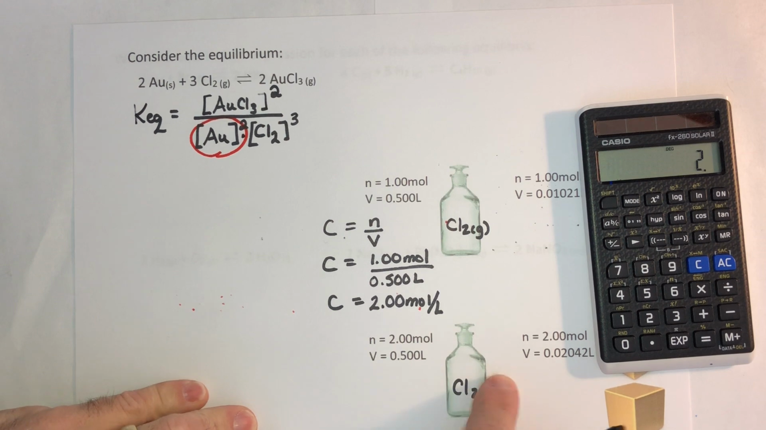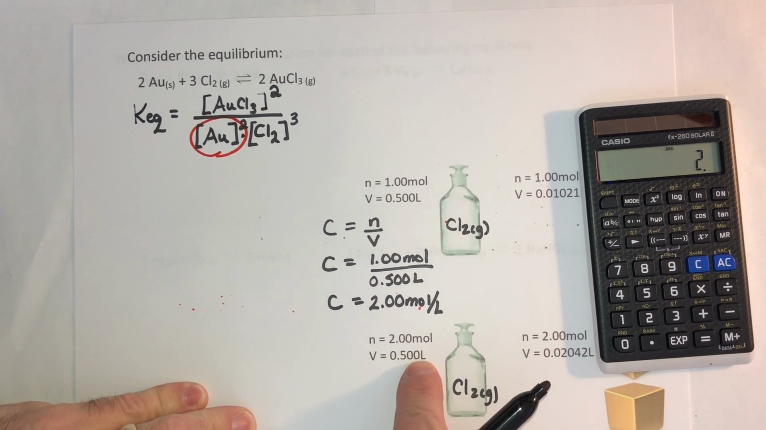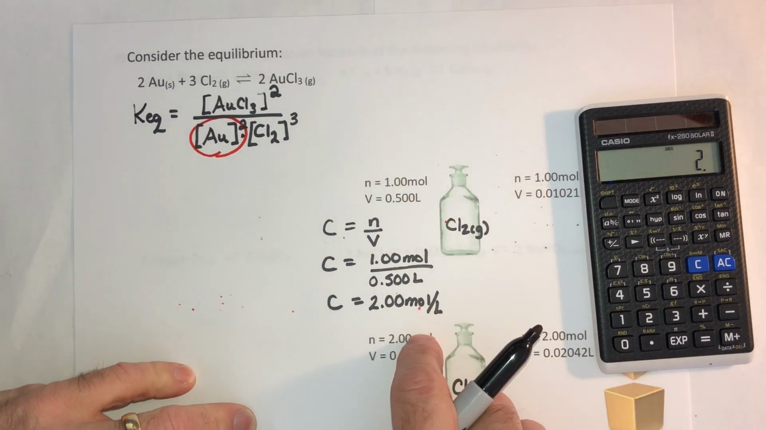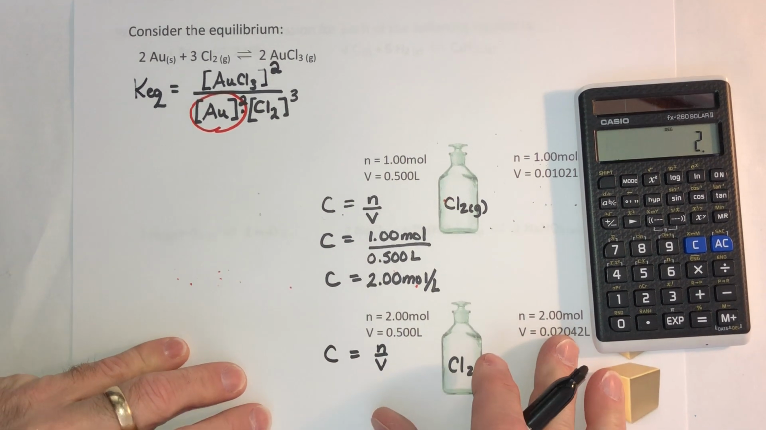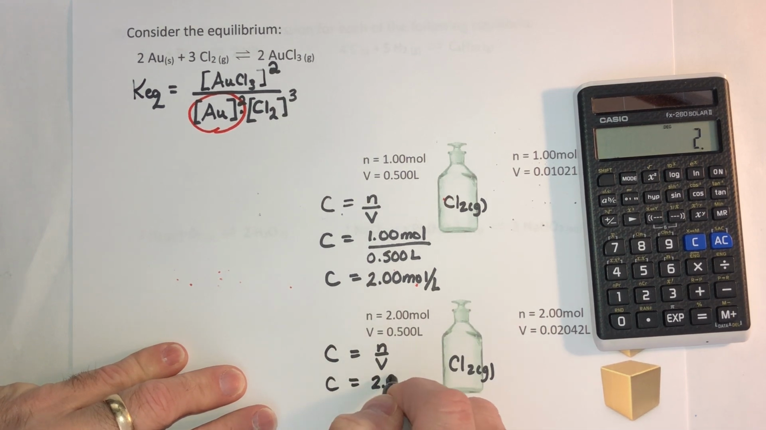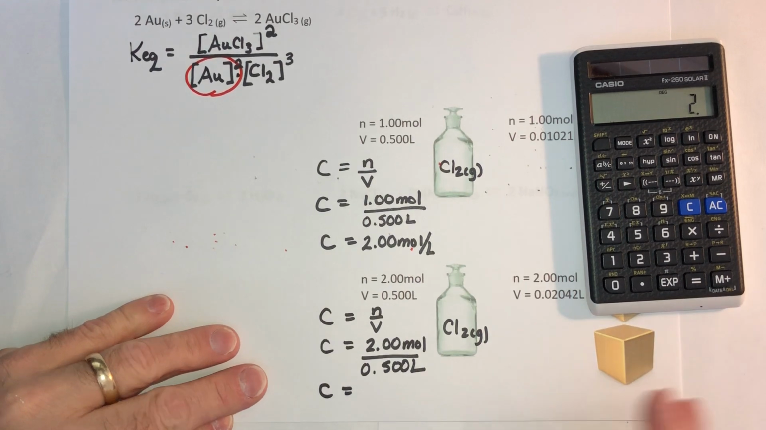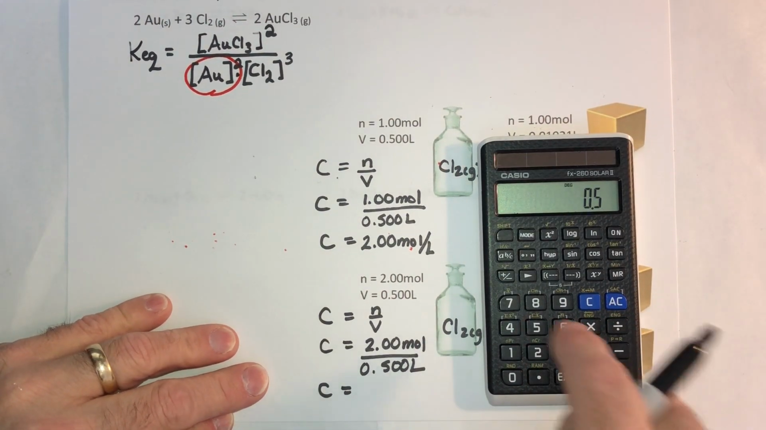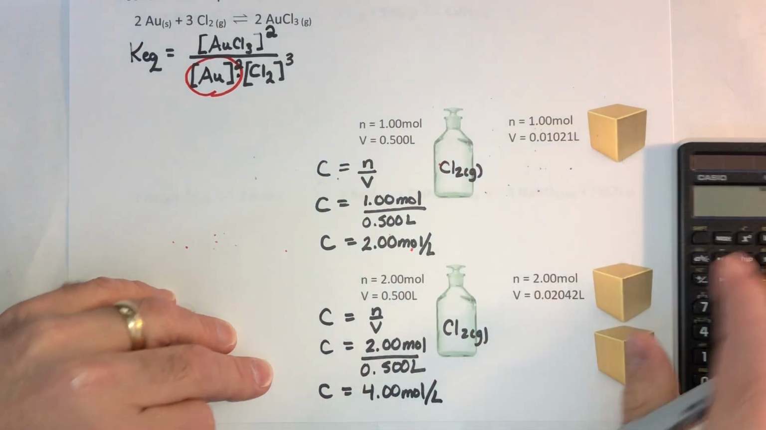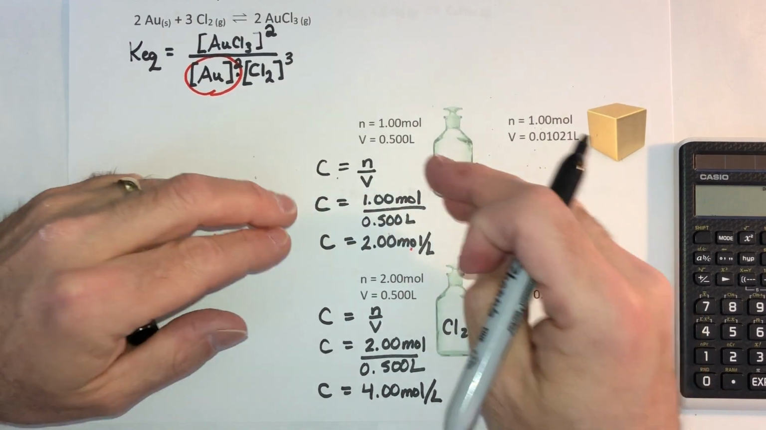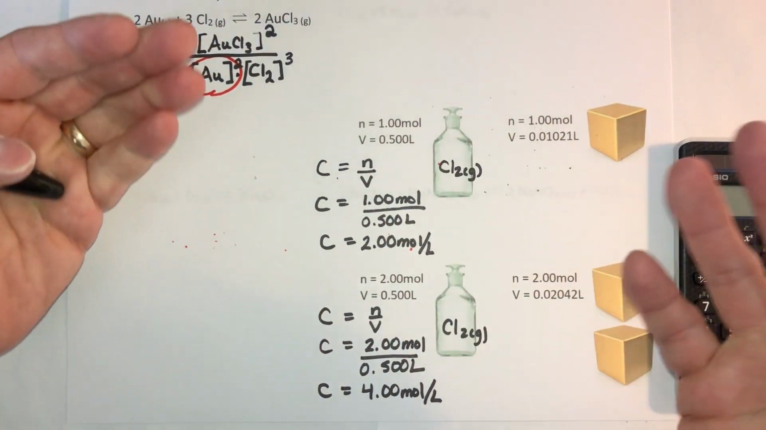So for this little bottle here, the volume is the same. It's still 0.5 of a liter, but now I've squeezed in twice as much chlorine. I used to have 1 mole, and now I have 2. So if I calculate the concentration, moles over volume, my concentration would be 2.00 moles divided by 0.500 liters. And so my concentration would be 2 divided by 0.5, 4 moles per liter. So when I talk about the chlorine gas, the concentration of the chlorine gas is able to change.